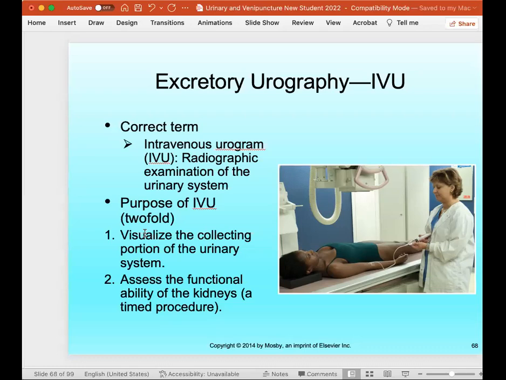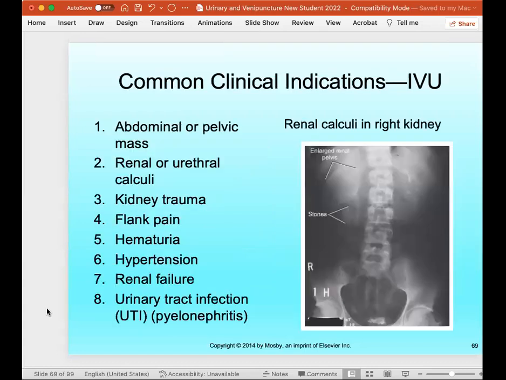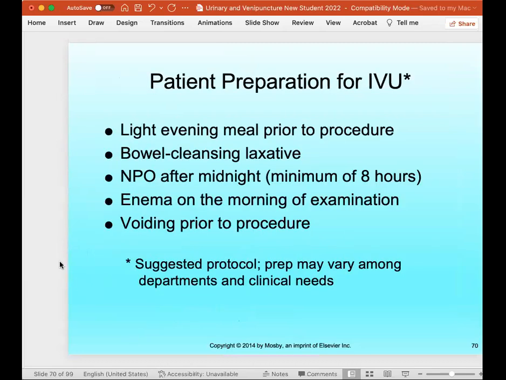So as a student, if you get the opportunity to see one of these, observe one of these, or you hear that there's one coming, make sure that you sign up for it, that you say, I want to be in the room observing, so that you're able to see one before you become a tech. So we want to do this exam. It's an exam of the urinary system. So we're going to visualize the collecting portion of the urinary system, as well as assess the functional ability of the kidney. So it's twofold, and it is a timed procedure. These are some indications. Make sure you review them.